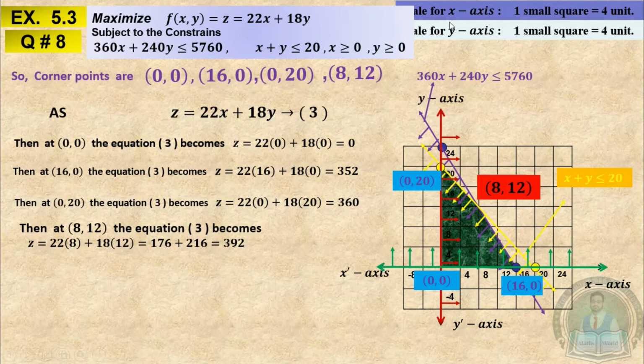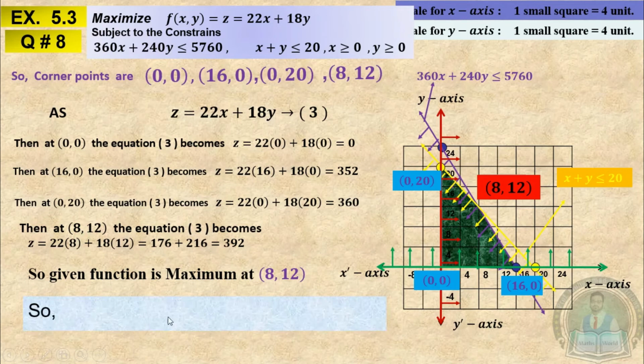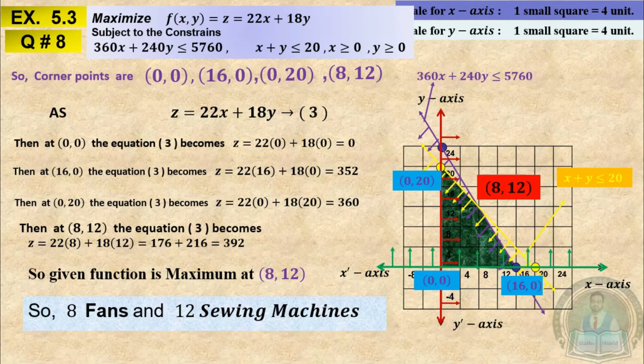We have to maximize the profit. In order to maximize, you should use this ordered pair, meaning 8 and 12. Meaning the dealer should purchase 8 fans and 12 sewing machines in order to get his maximum profit. Got it? Simple one.